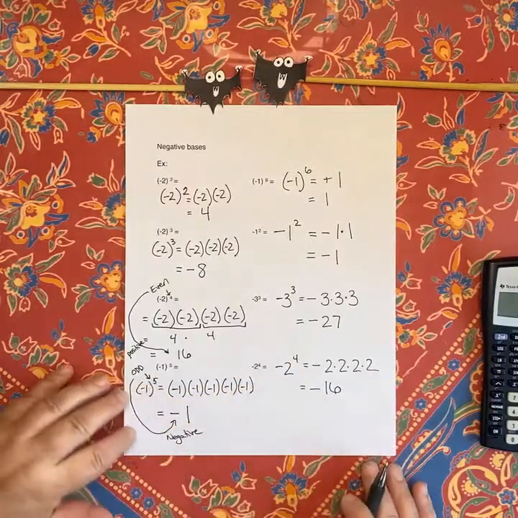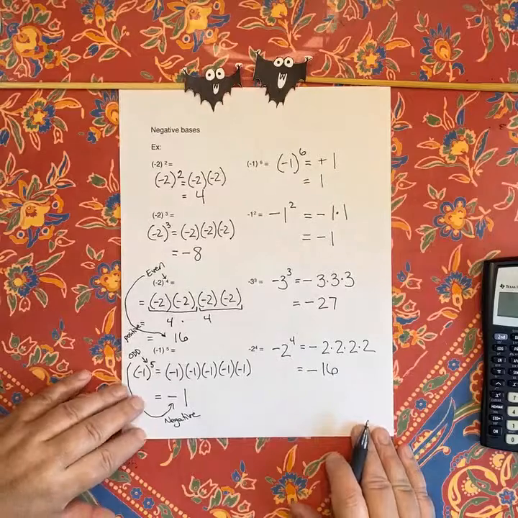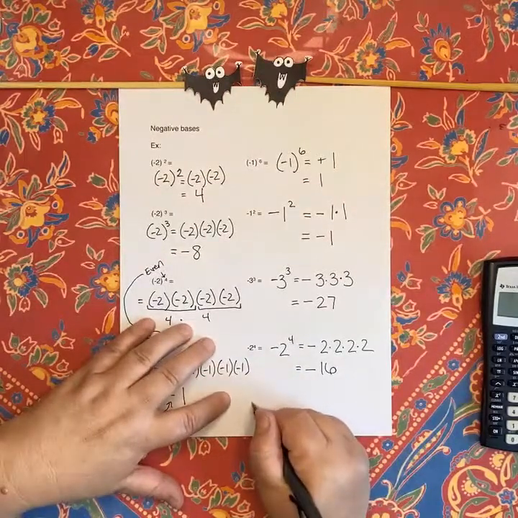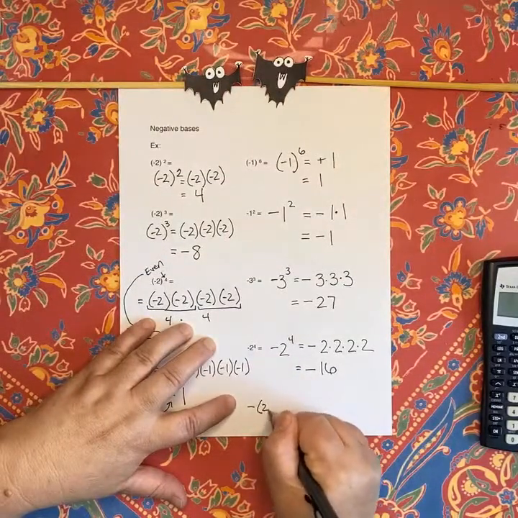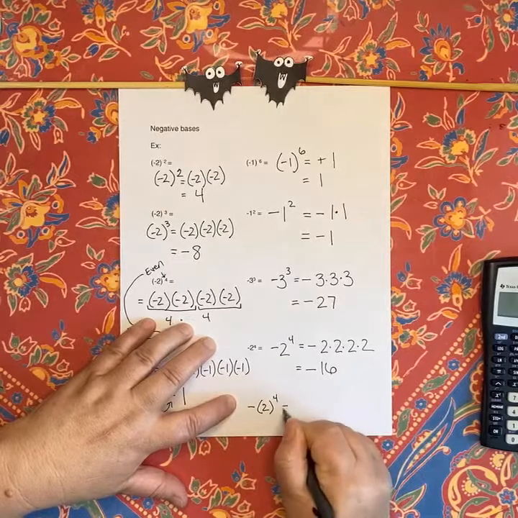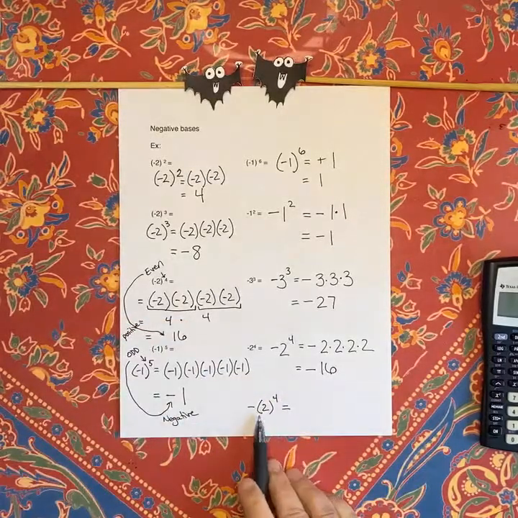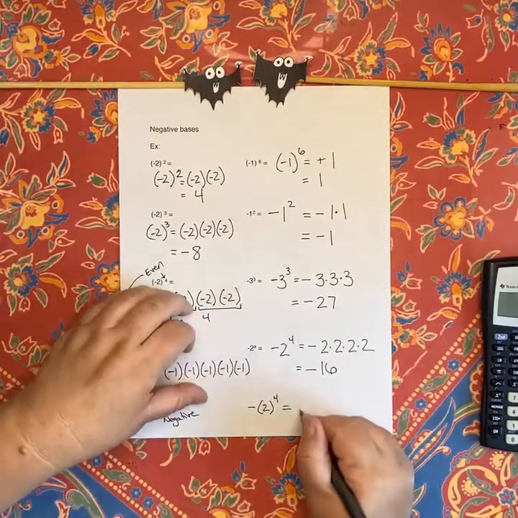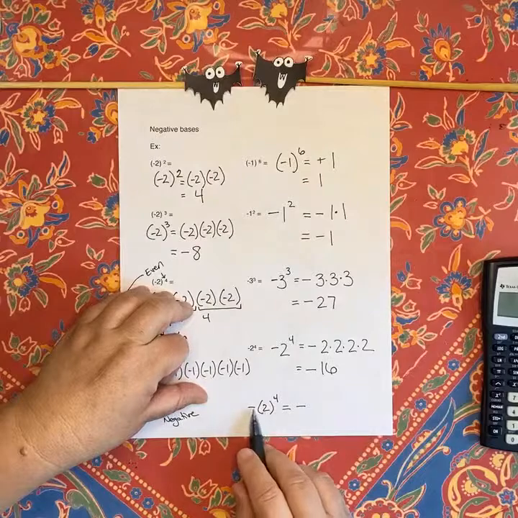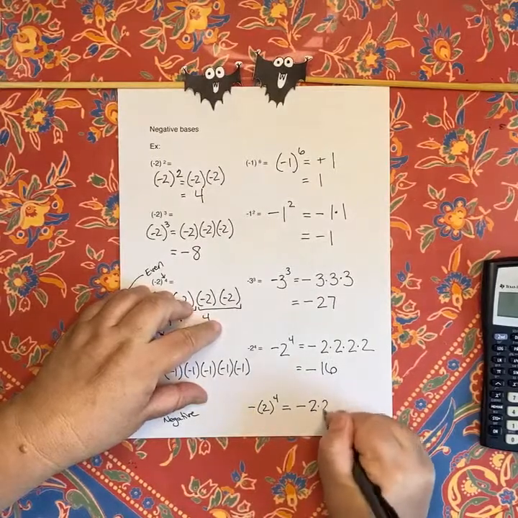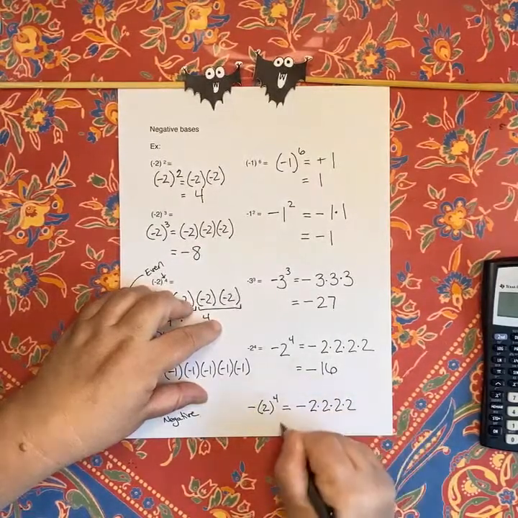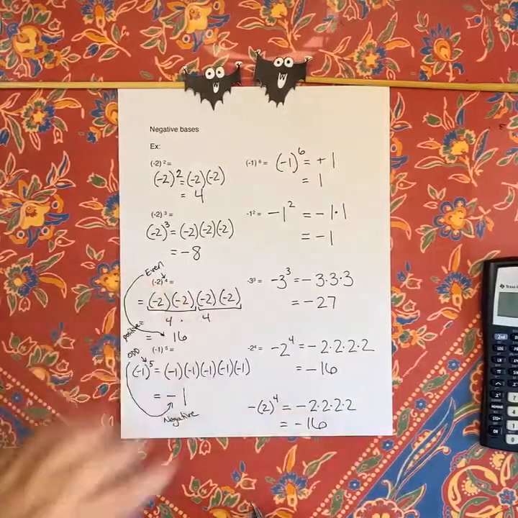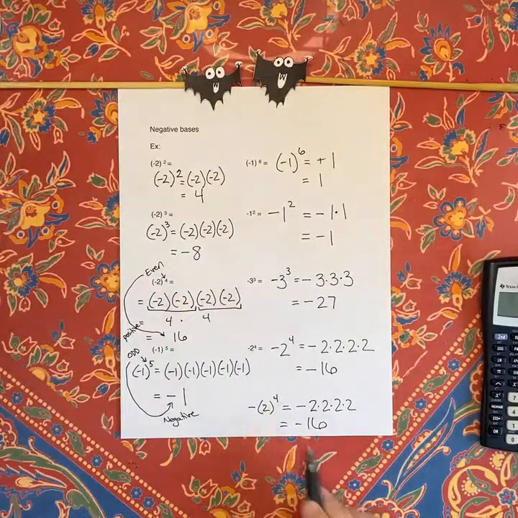Now, how can I try to trick you? You ready? I'm going to try to trick you now. What if I wrote this? Now, there are parentheses. Notice there are parentheses. But the question is, does the minus sign go to the 4th power? And the answer is no, because notice how the minus sign is outside the parentheses. So this is still going to be negative 16. So I can be sneaky. The parentheses are there, and yet it doesn't go positive.